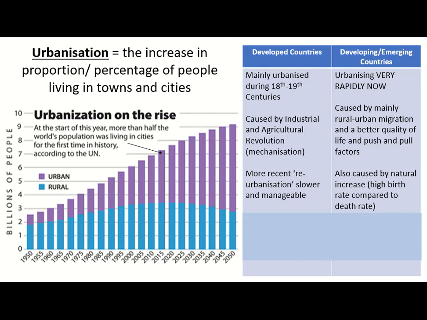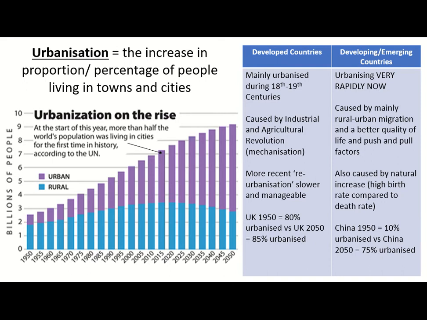Developing and emerging countries again have an issue with regards to the rapid growth of those cities, because not only is there lots of rural to urban migration, but there's a high birth rate compared to the death rate, and so you've got what's called natural increase going on. So again, it makes it less manageable, and the issues that are associated with that we'll find out towards the end of this session.